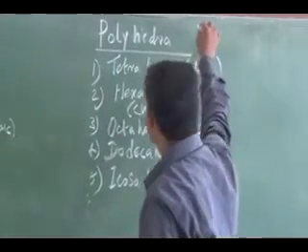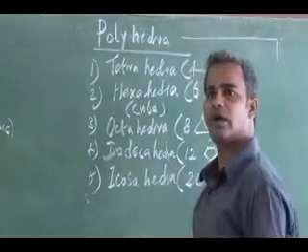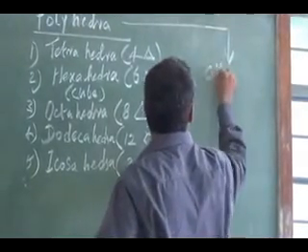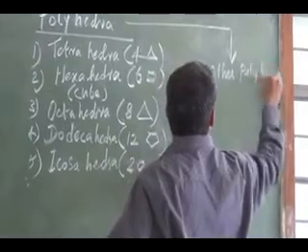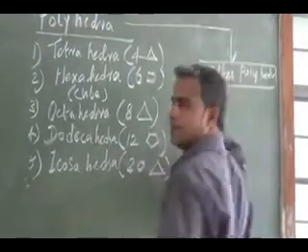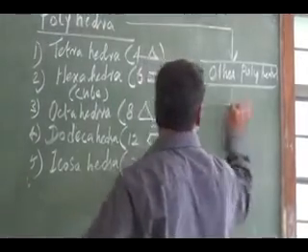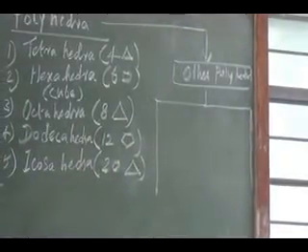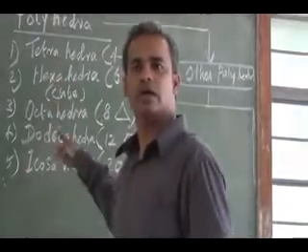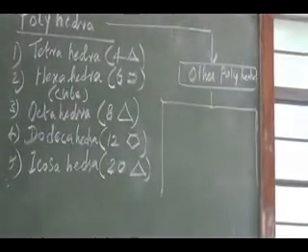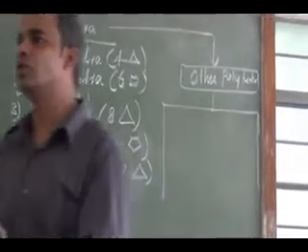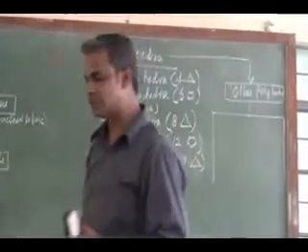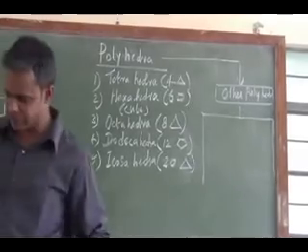Then I have some other polyhedra. Regular polyhedra, as you know, are those whose faces are all equal. If all the faces are not equal, but it is a right regular solid, with two bases of the same size and rectangular side faces of the same size, then it is termed as a prism.